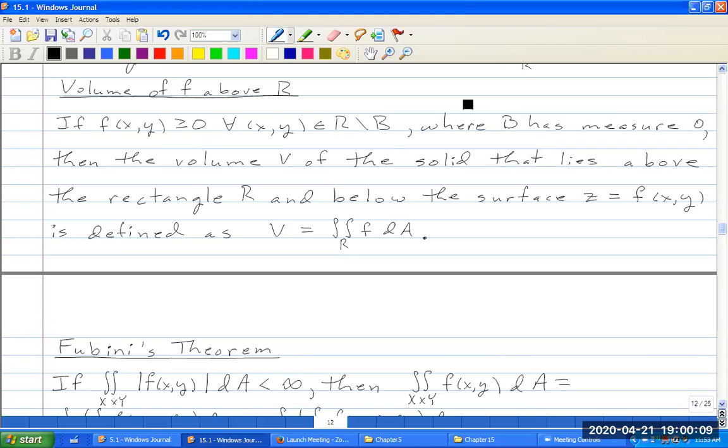The volume of F above R. Oh, and I guess I should have said this, even though I didn't say it in this case: Darboux integrability and Riemann integrability are the same. And so a function is Riemann integrable if and only if it is Darboux integrable. Okay, so the volume of F above R.